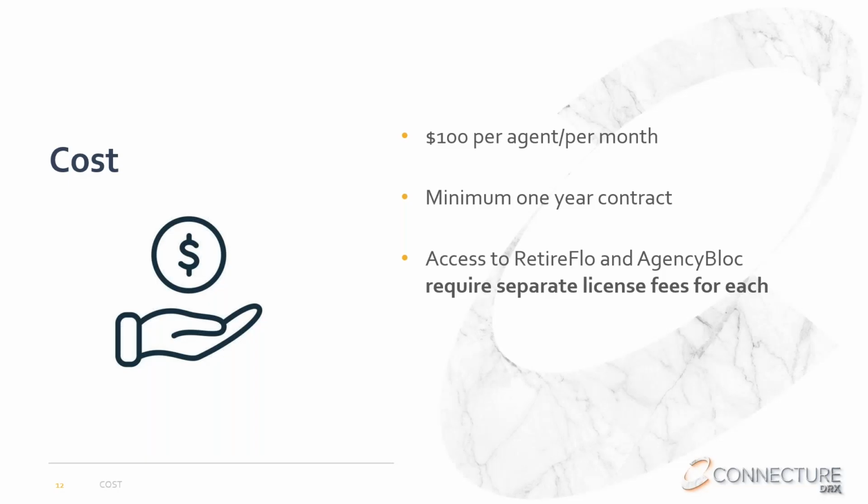And always the fun part, cost. The cost of PlanCompare Edge for agents is $100 per agent per month with a minimum of a 1-year contract. There will also be options to pay quarterly or annually as well. RetireFlo and AgencyBloc are both separate licenses and are not included in the $100 per month fee.